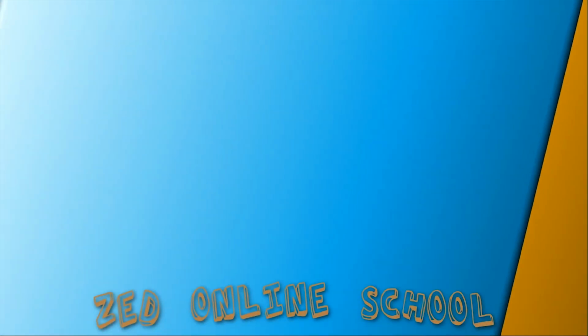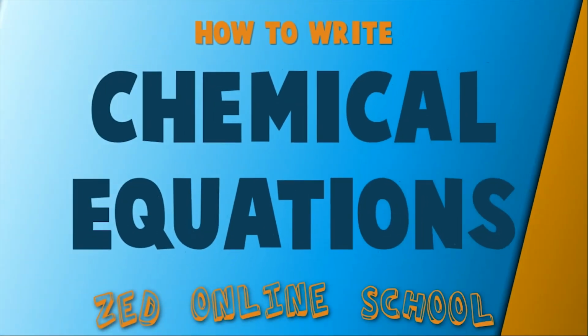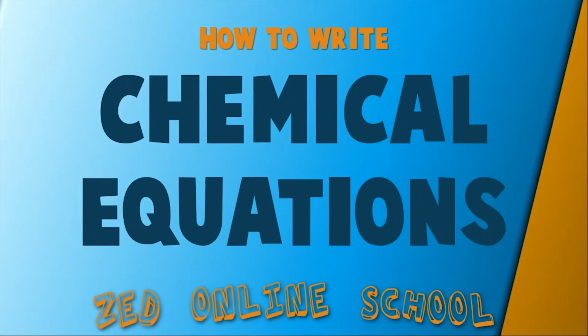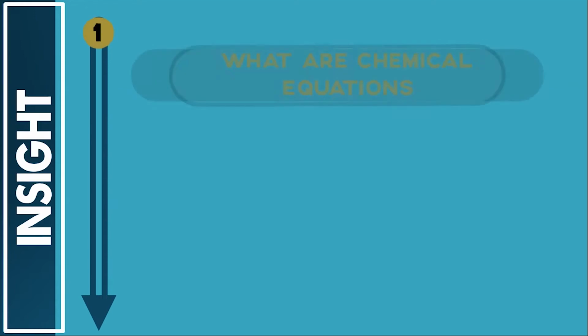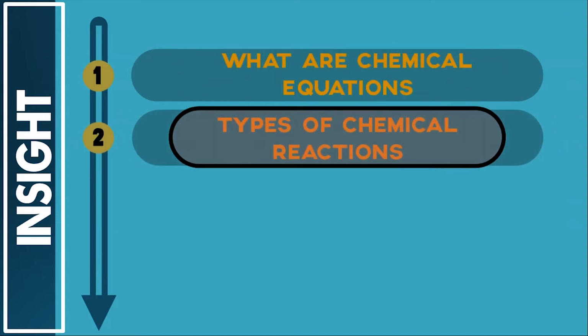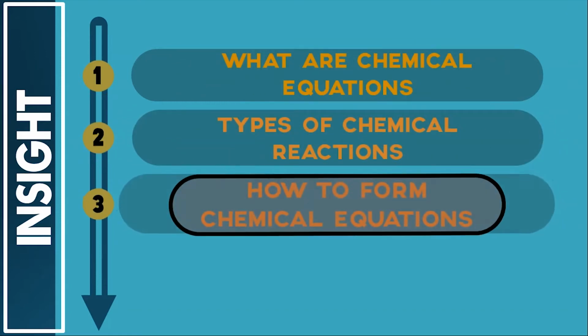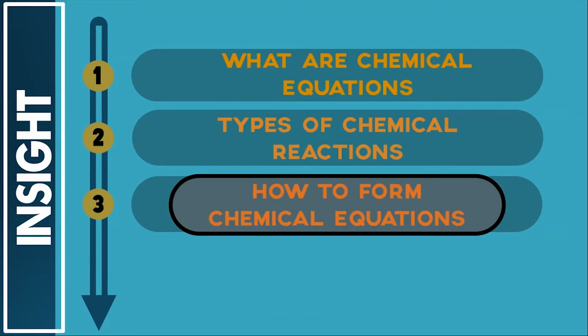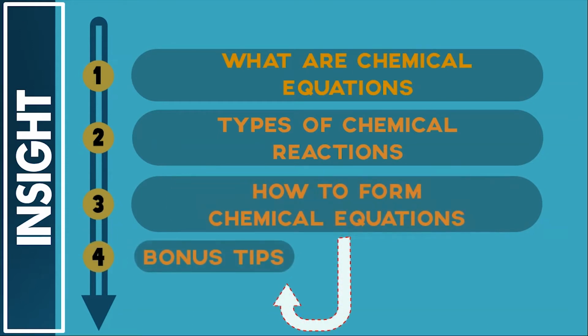This is Z Online School, and in this video, we'll be looking at how to write chemical equations. We are going to do it in a systematic way. And so, by the end of this video, you should know what chemical equations are, the types of chemical reactions, how to form chemical equations, and at the end of this video, we've got bonus tips. So, stay till the end for you to get the maximum value from this video.